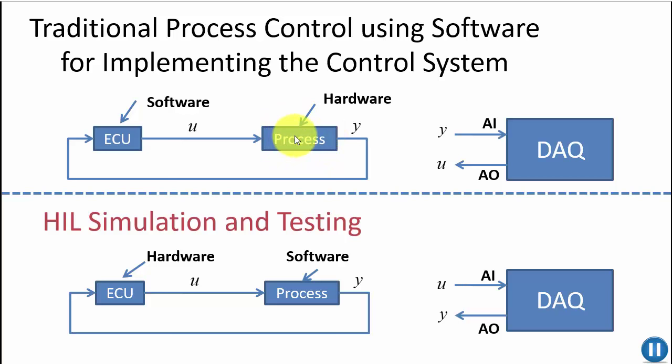And in order to send data between the process and the software, we need to use an input-output module or a DAC device like this, with input channels and output channels. With hardware-in-the-loop simulation and testing, you turn everything upside down. So the hardware, the electronic control unit, or the PID controller in this case, is the hardware controlling the process, which is a mathematical model implemented in software, like this.